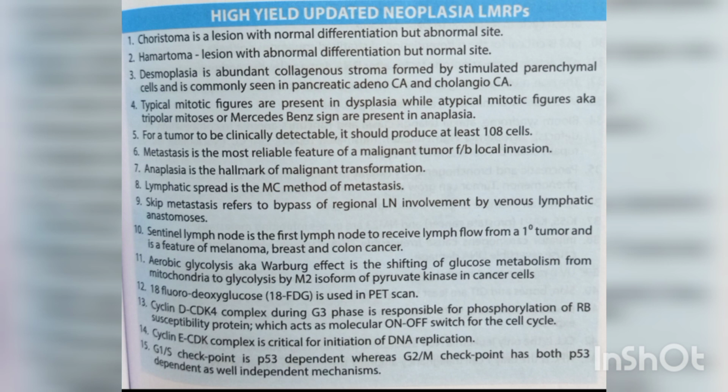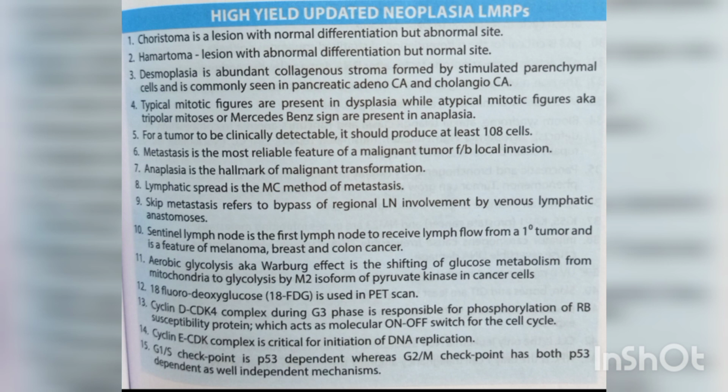Typical mitotic figures are present in dysplasia, while atypical mitotic figures, also known as tripolar mitosis or Merkel-Benz sign, are present in anaplasia. For a tumor to be clinically detectable, it should produce at least 10^8 cells. Metastasis is the most reliable feature of malignant tumors, followed by local invasion. Anaplasia is the hallmark of malignant transformation. Lymphatic spread is the most common method of metastasis.